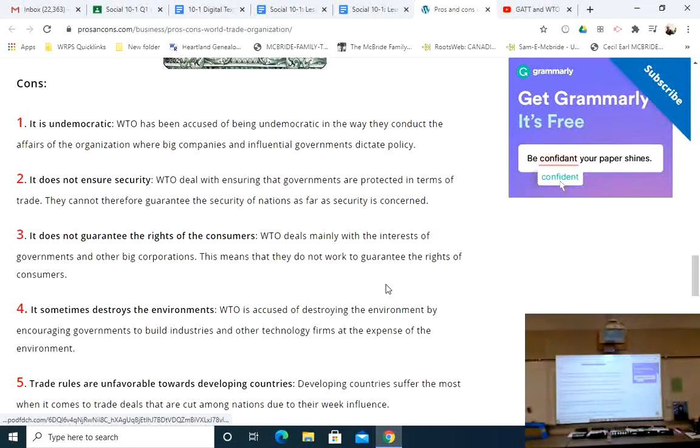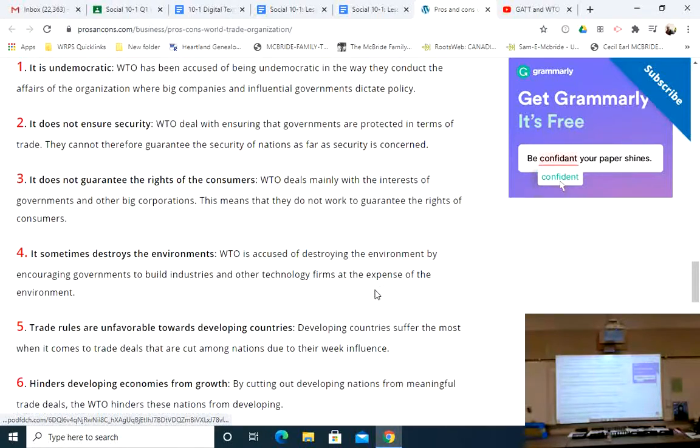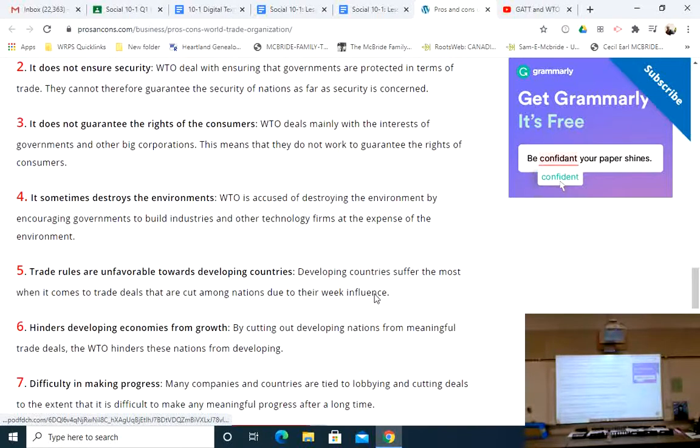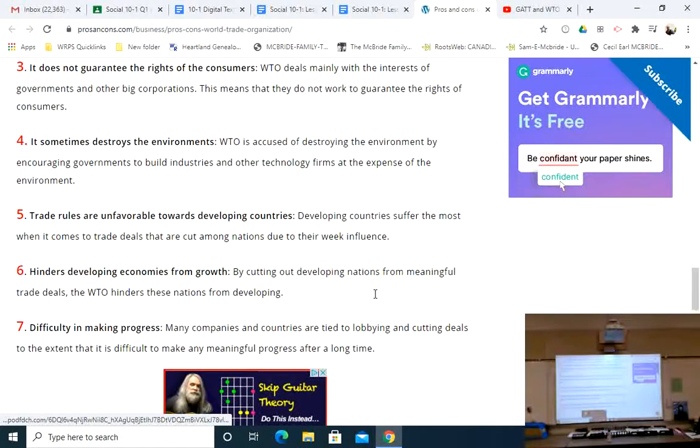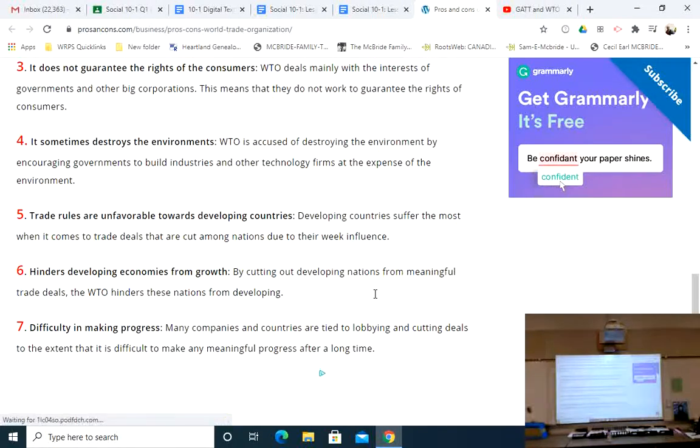Some may suggest the WTO does not ensure security, that maybe it doesn't guarantee the rights of consumers because it puts the interests of corporations ahead of consumers. A lot of the end result of WTO programs and decisions seem to end up destroying the environment. So environmentalists may see the WTO as a threat. And a recurring theme here with point number 5 is that whose interests did the WTO serve? Seems like they're serving the strong.